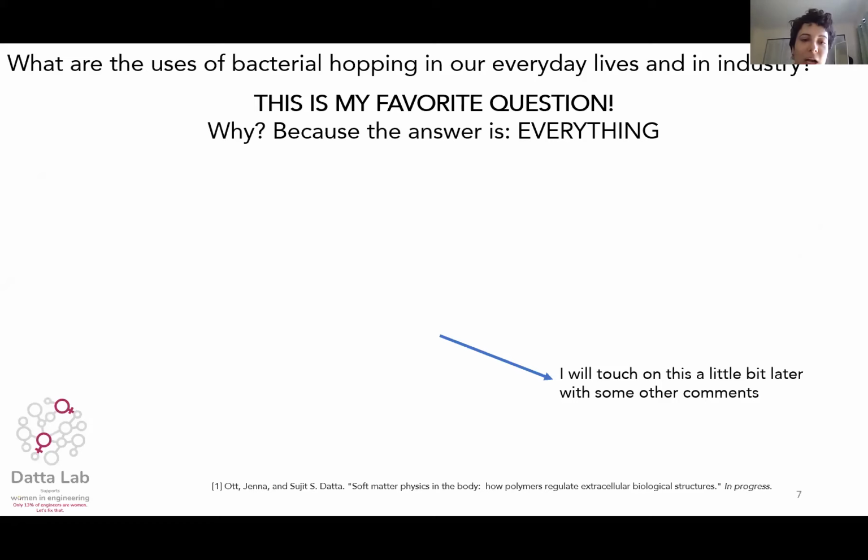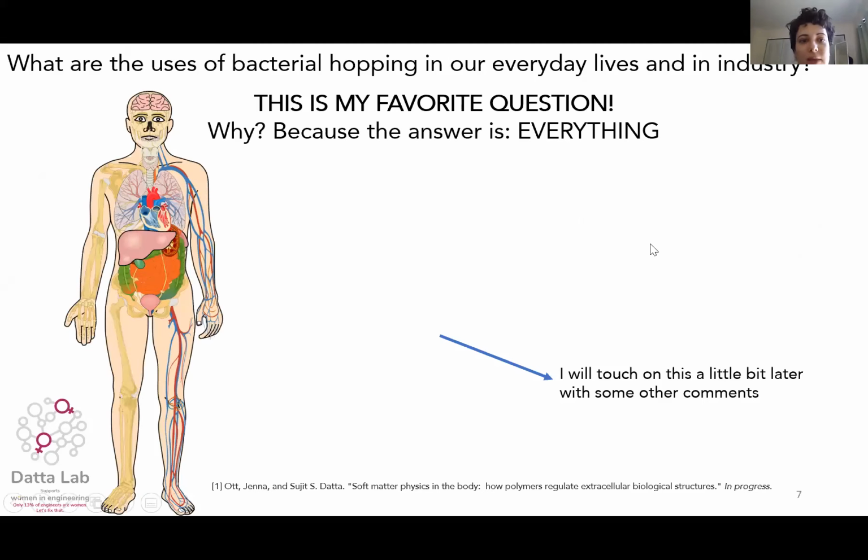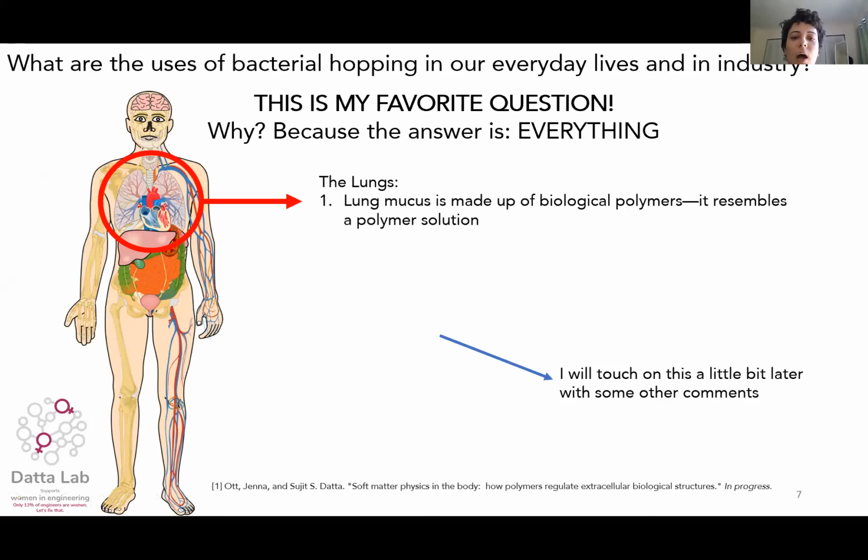For me personally, I'm fascinated by the body and biology and health. And so the first thing that I think of when I think of hopping and trapping in our everyday lives is actually our lungs. Why do I think of our lungs? It's because our lung mucus specifically is made up of biological polymers, and it is considered a polymer solution. And I think we are all astutely aware of the effect of different bacteria and viruses in our lungs right now with COVID.